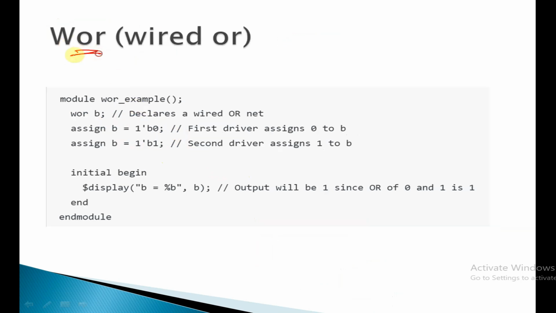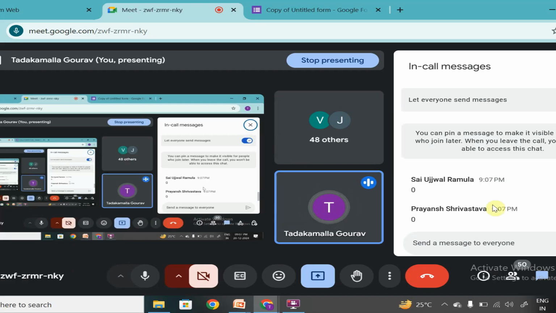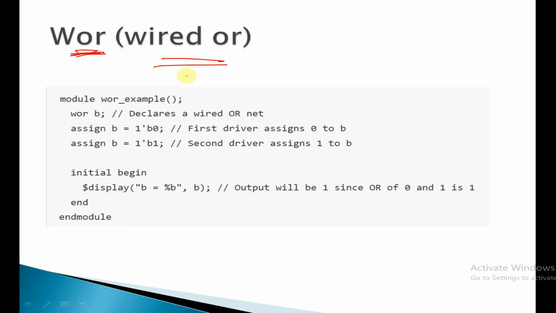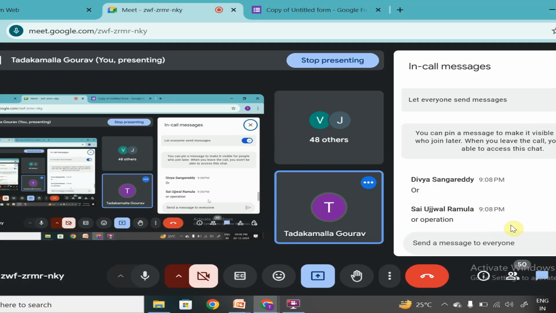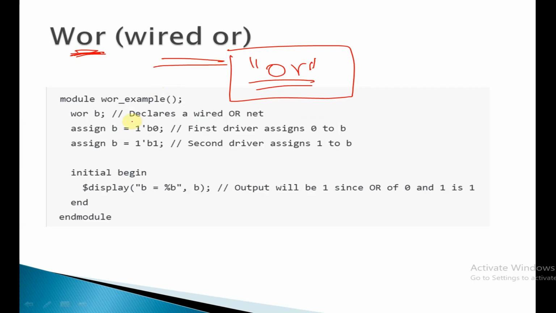And next is wor. What is going to happen in the case of wor? In the name only we have the OR operation. So the result will be the OR operation of the two values. Here, if we drive 0 and 1, 0 OR 1 is nothing but 1. So 1 will be driven.